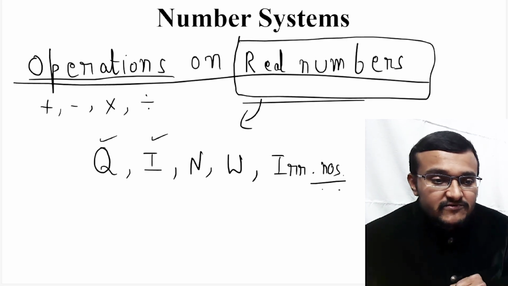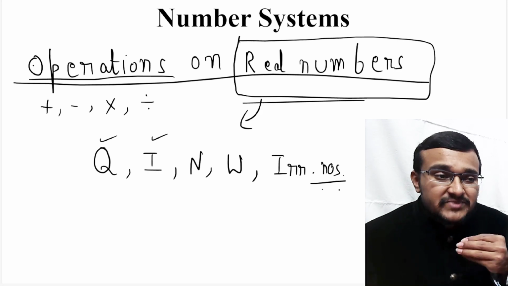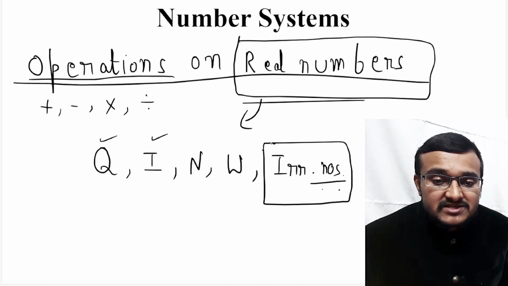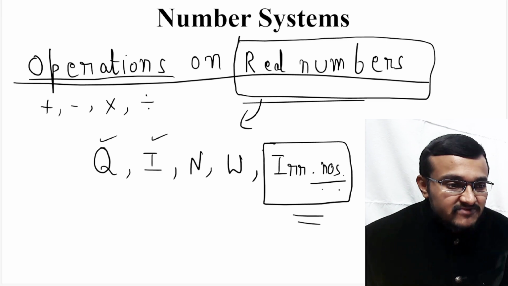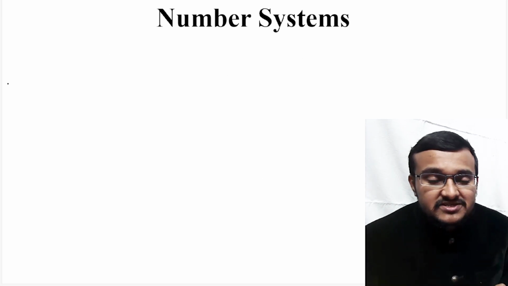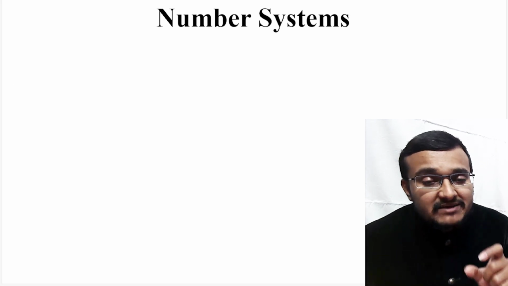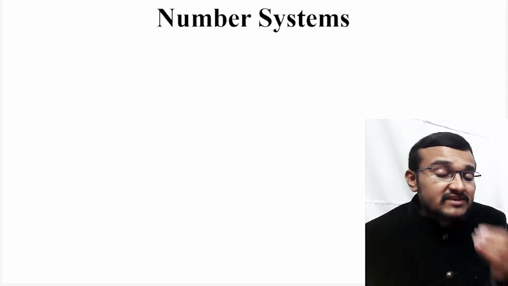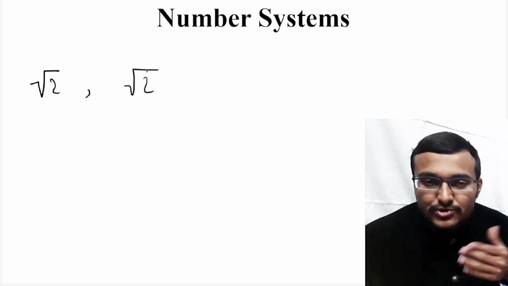In this particular video, we'll try to understand how operations on real numbers work. Basically, we will concentrate more on irrational numbers, because in this chapter, the new number system you are coming across is irrational numbers. Now, whenever you take addition, subtraction, multiplication or division of two irrational numbers, what will be the result? For example, root 2 and root 2.